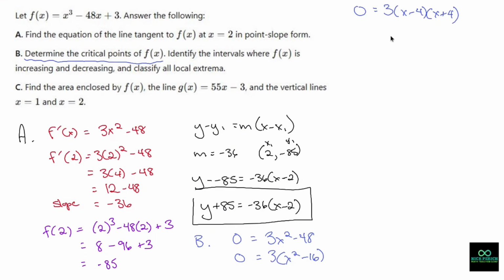Oh, that's much easier. So my critical points are going to exist when x is positive 4 and when x is negative 4, because those are the numbers that make those factors 0. 3, who cares? So those are my critical points. Identify the intervals where f of x is increasing and decreasing. Well, this is going to be pretty easy.